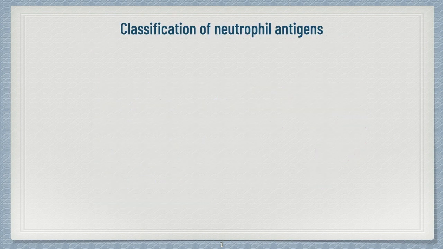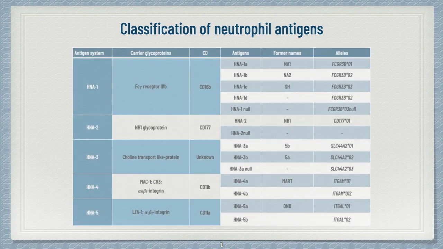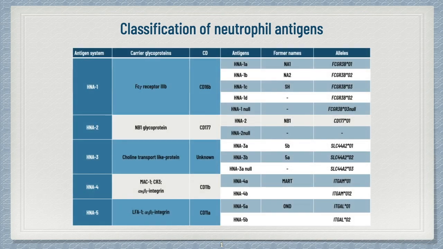Neutrophil antigens can be classified into 5 groups from HNA1 to HNA5. Function and formal names are indicated in the table. These molecules play major roles in neutrophil functions and can induce the production of anti-HNA in patients who have a history of transfusion.